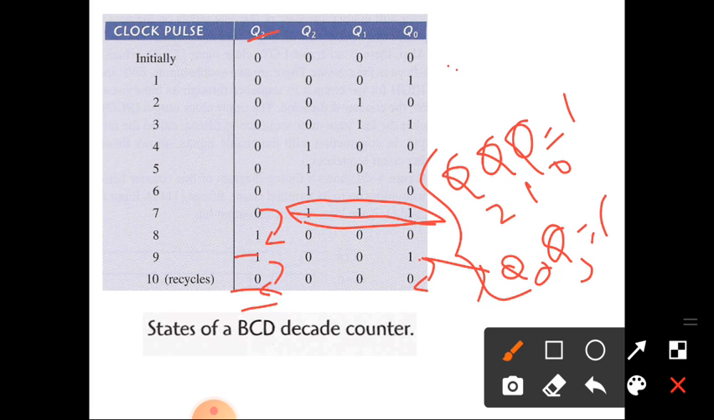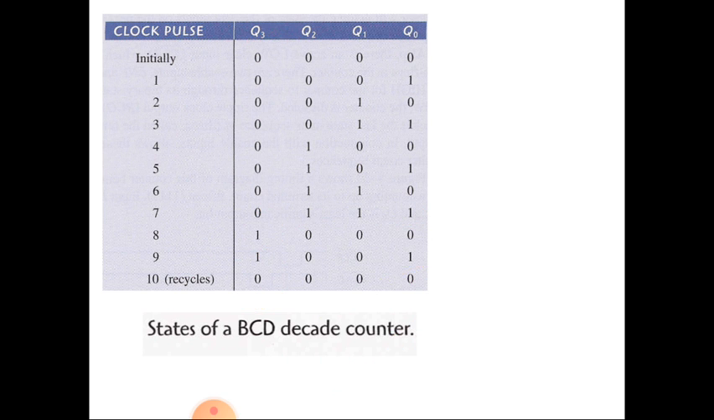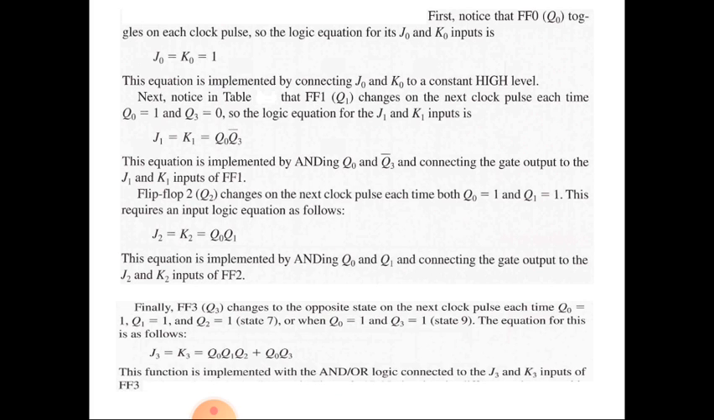So what will be the JK value? Q2 Q1 Q0 plus Q0 Q3. If any one of these conditions is satisfied, then Q3 changes state from one state to another. So that will be explained here.